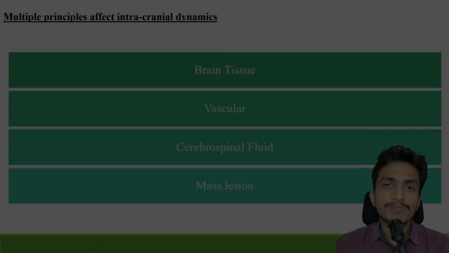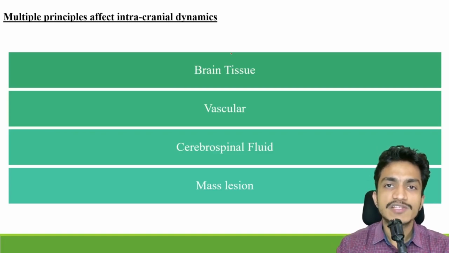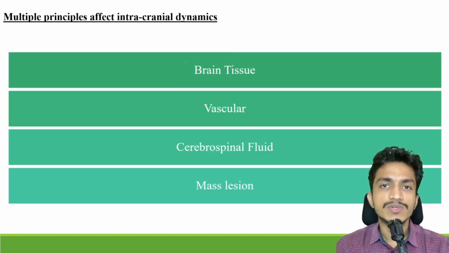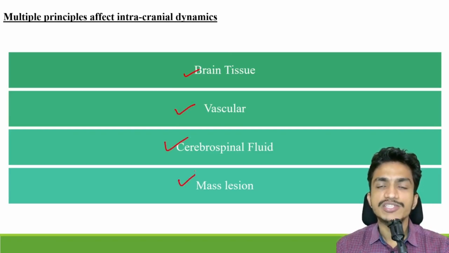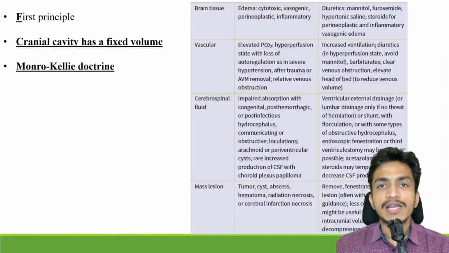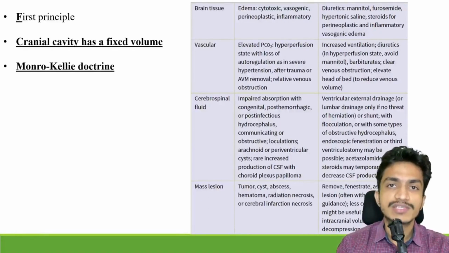Disorders. An important point to understand in intracranial dynamics is that it involves a balance of a multifactorial system that includes the brain tissue, the vasculature, the cerebrospinal fluid, and any kind of mass lesion, either due to tumor or any kind of hematoma. So the first thing to understand is that the cranial vault is a fixed structure with a very delicate balance between the brain tissue, the vasculature, and the CSF.